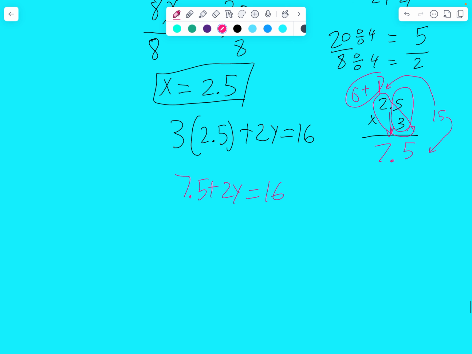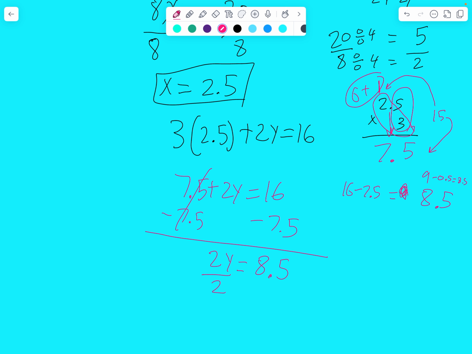Now, I want to know what y is equal to. So I'm going to subtract 7.5 on both sides. Cancel that out. And I have 2y equals 16 minus 7.5. I know 16 minus 7 is 9. I do know that. Okay? So I know 9 minus 0.5 is 8.5. So I handled the 7, and then I handled the 0.5. So you know what that means? 16 minus 7.5 is 8.5.